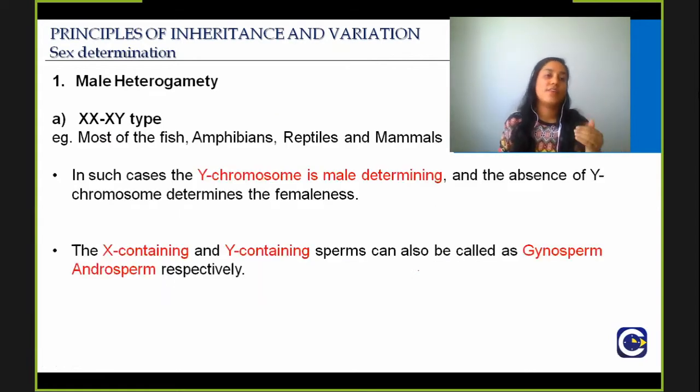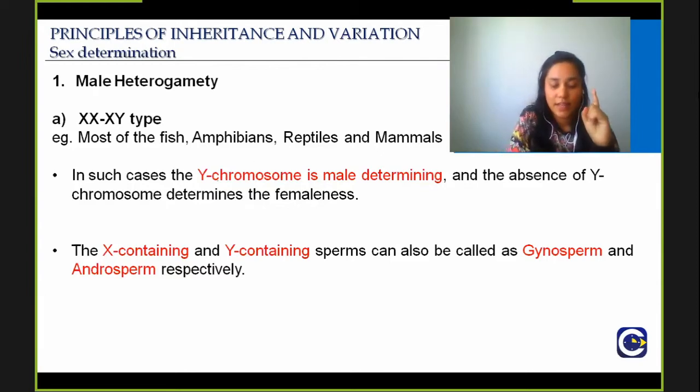And XX-XY type is found in most of the fish, amphibians, reptiles and mammals. This you have to remember. You can write it down on your cheat sheet if you want. I always say concept, concept, concept, because we are Concept Tree, right? But we also have to memorize some things, and examples are one of these things. Name of the scientist is one of these things. The year is one of these things.